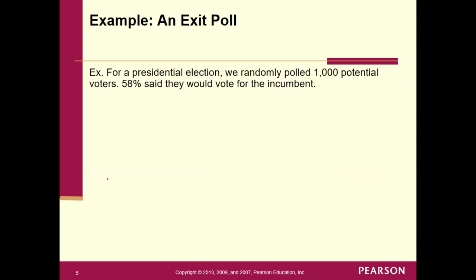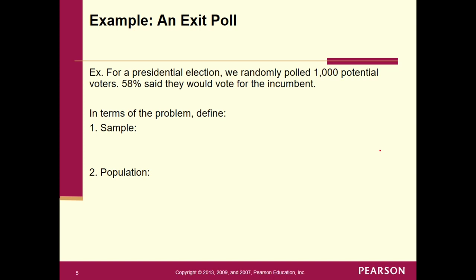Okay, let me give you an example. For a presidential election, we randomly polled 1,000 potential voters, and 58% said that they would vote for the incumbent. What I want you to do is, in terms of the problem, not give me the definition of a population or a sample, but define it in terms of this problem. So we'll start with the sample. Why do we want to start with the sample? Because that's what's going to be defined very distinctly in the problem itself. And then second, we want to define the population, based upon that sample.